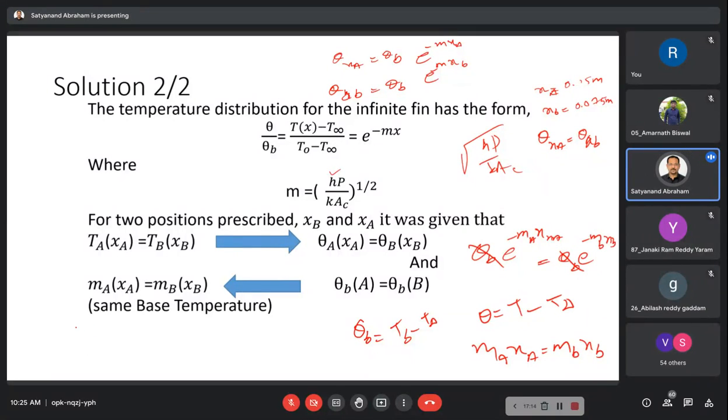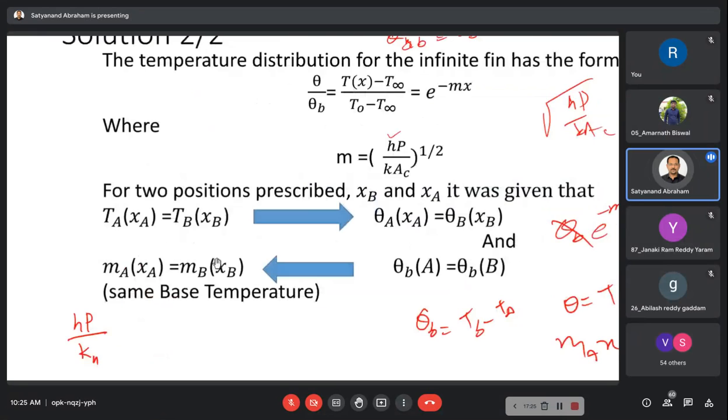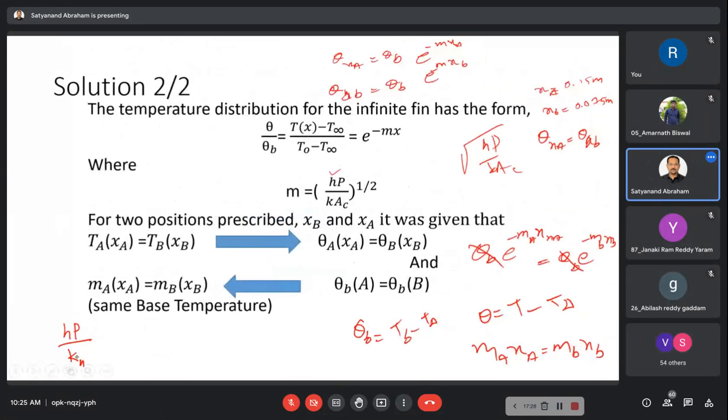So if you write it out, hp by ka, into the cross sectional area of a, to the power 1 by 2, into xa, is equal to hp by kb, into the cross sectional area of b, raised to 1 by 2, into xb.